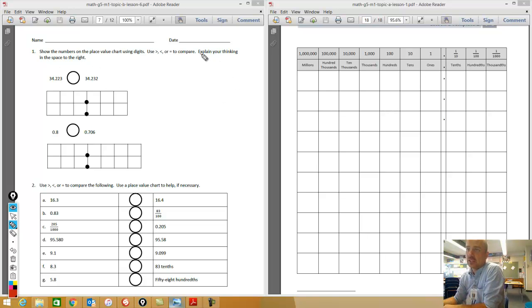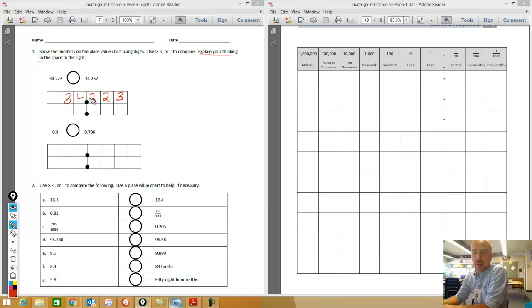All right, so this is going to be important then. Explain your thinking. Anytime it asks you to do something extra than just the basics, you're going to want to make sure you're doing it. So the first thing, the easiest thing to do is to make sure we're just putting the numbers in the correct place value. If you mess that up, you're going to mess the whole thing up, right?